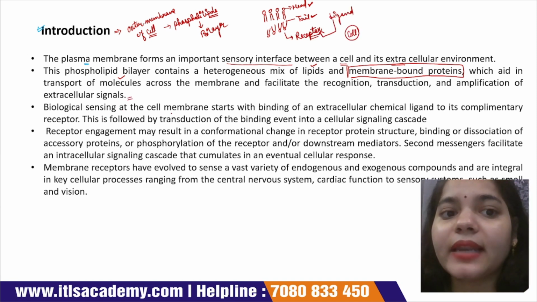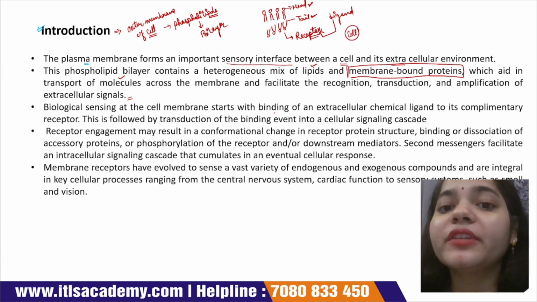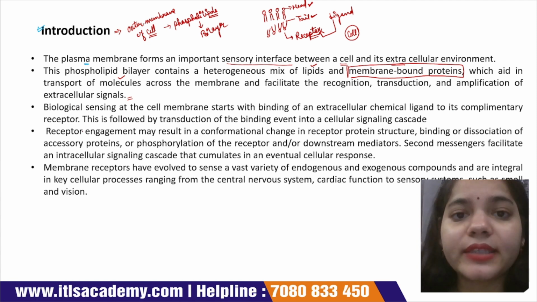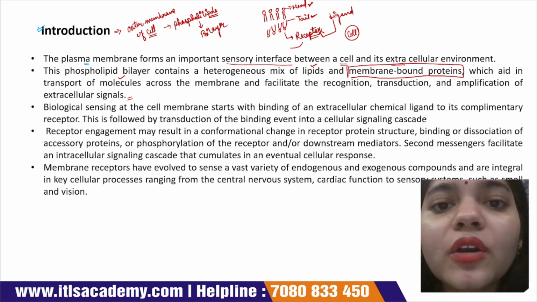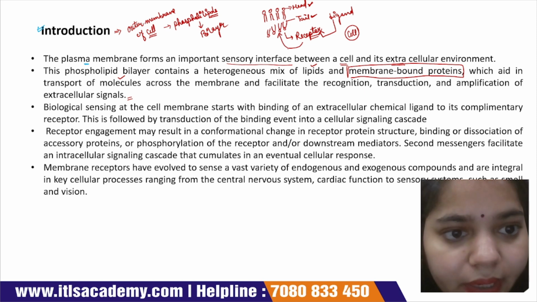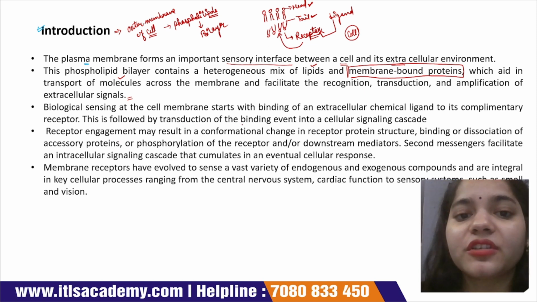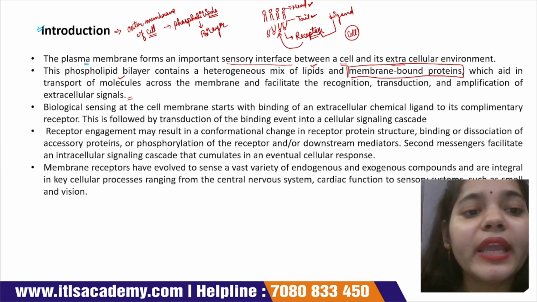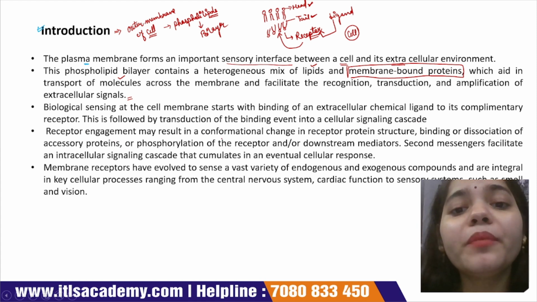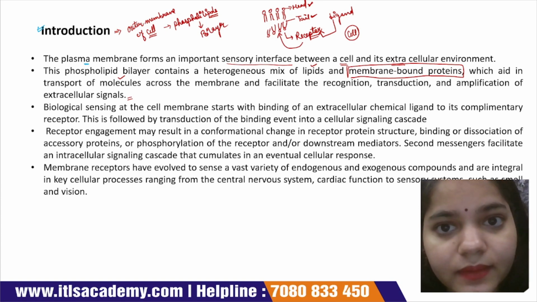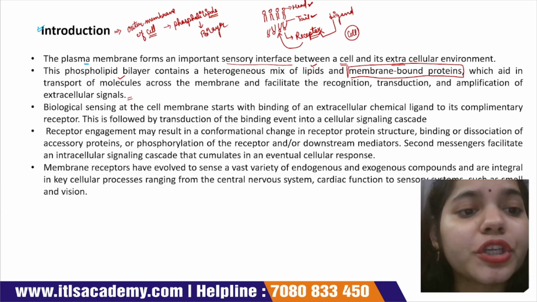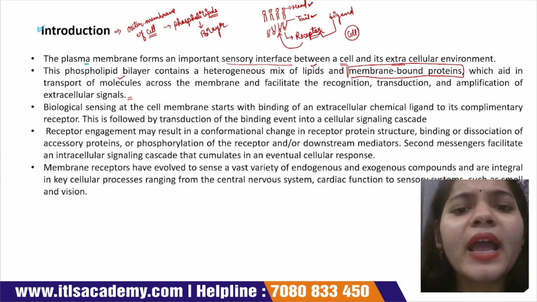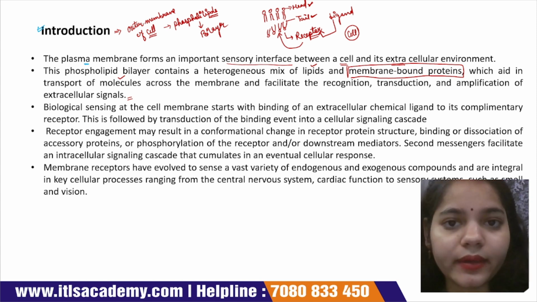Biological sensing at the cell membrane starts with the binding of an extracellular ligand to its complementary receptor, and this receptor is present on the cell membrane. Okay, this is followed by the transduction of the binding event into the cellular signaling cascade. Receptor engagement may result in conformational changes in receptor proteins, binding or dissociation of accessory proteins, or phosphorylation of the receptor or downstream mediator.